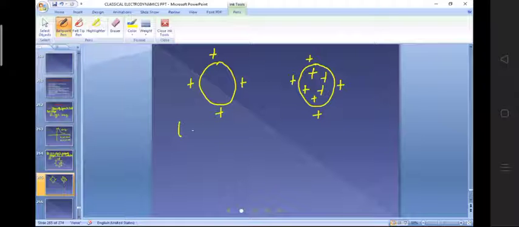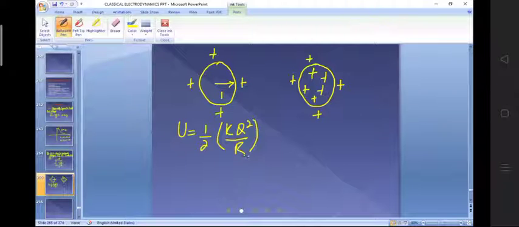And the potential energy here comes out to be, for this one, a lesser potential: 1/2 multiplied by K into Q squared divided by R, where Q is the charge on this, R is the radius of this, and K is the electrostatic constant. Fine, R is the radius. Okay, so Q is the charge of this.